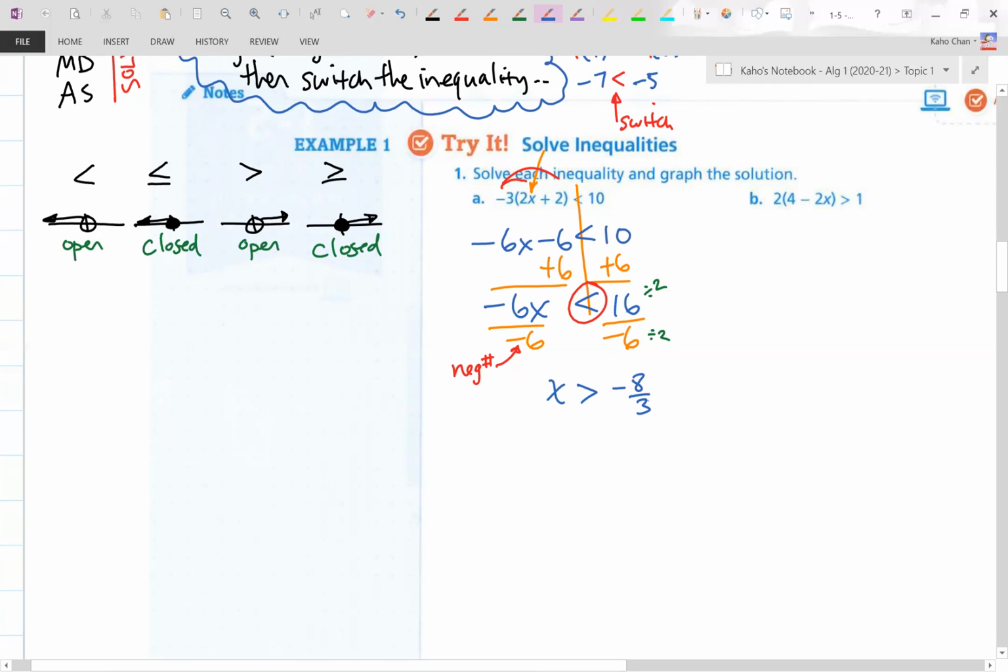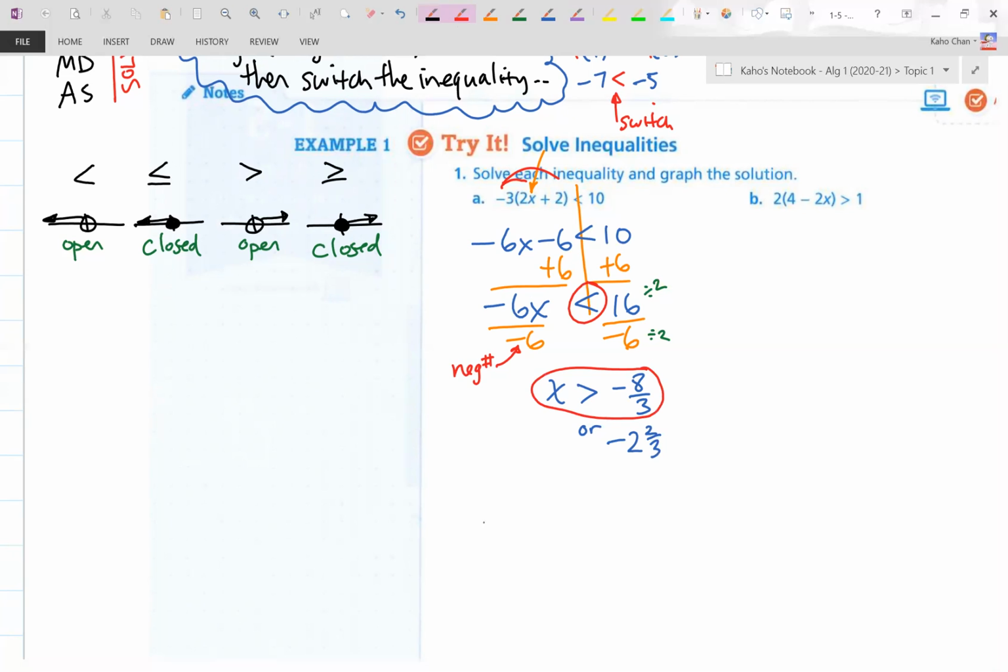Negative 8/3 is kind of hard to visualize on a number line. We can always change it into a mixed number. 3 goes into 8 negative 2 times with a remainder of 2/3. Okay, there they are. We are asked to graph it as well. Don't forget about that.